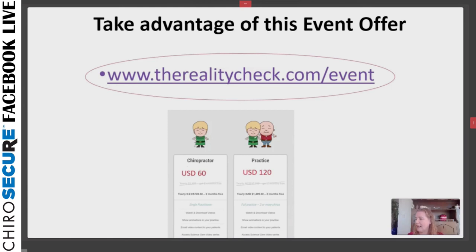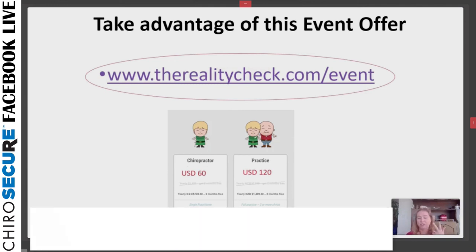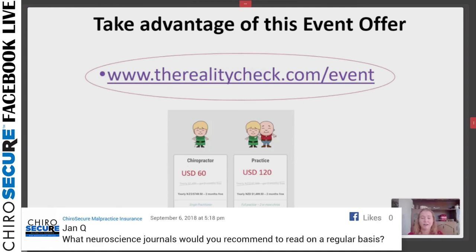Next question. What neuroscience journals would you recommend to read on a regular basis? Well, it depends how much of a neuroscience nerd you are. I read a lot of neuroscience journals. There's Frontiers in Neuroscience I really love. Experimental Brain Research, Clinical Neurophysiology I really love.